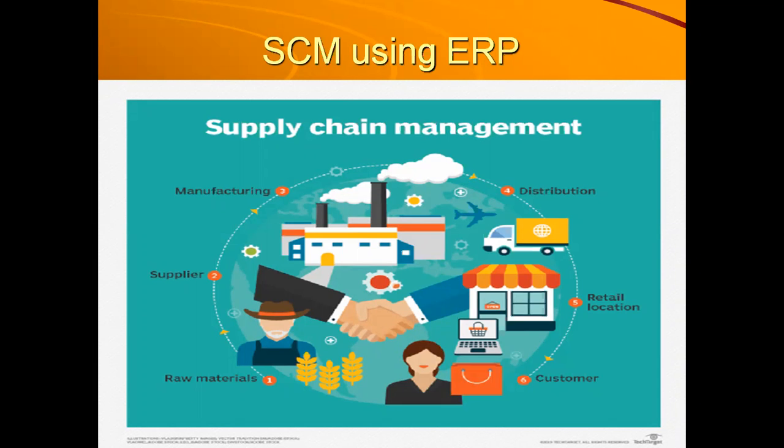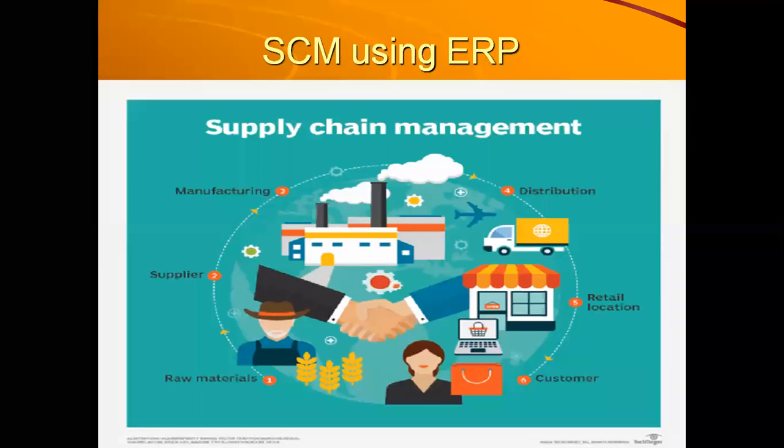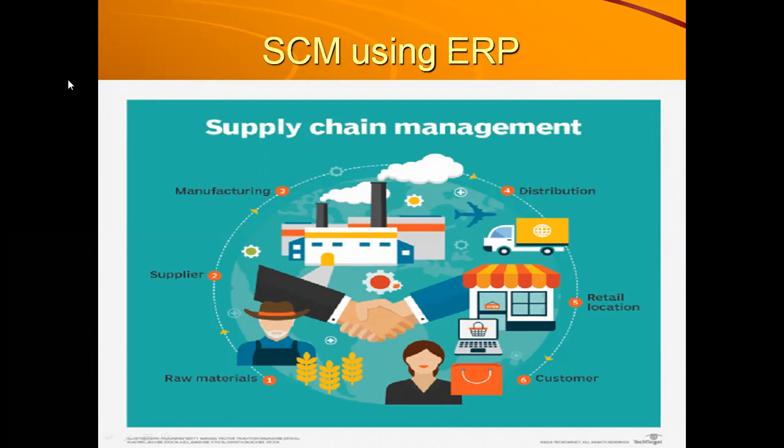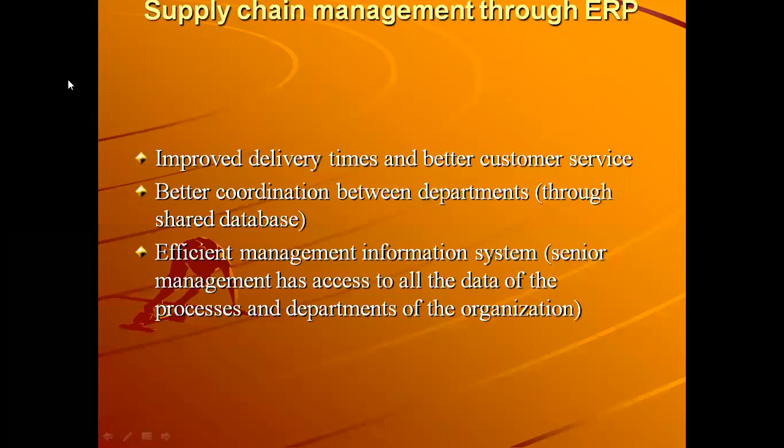Otherwise, if there is a delay without communication, obviously the customers will be annoyed, and a bad image will be spread, because you know that social media is one of the most common mediums being used by everybody. So it's very easy to spread rumors or to create a bad image about any business. So ERP helps the business handle supply chain efficiently, and satisfy customers to the maximum level. All right. Now, supply chain management through ERP, just have a look.